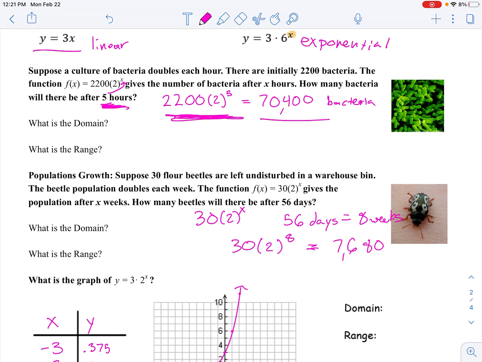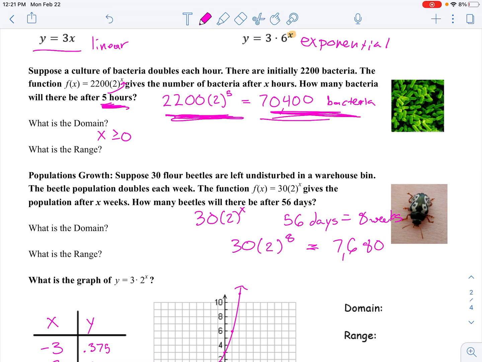We're looking to see how many bacteria will be there after 5 hours, but time has to start somewhere. So we're going to say our x has to be greater than or equal to 0 because our time starts exactly at 0, so I can have an equal sign there. The next question is my output, my range, because domain is like your x values, range is like your y values. Y values are your outputs.